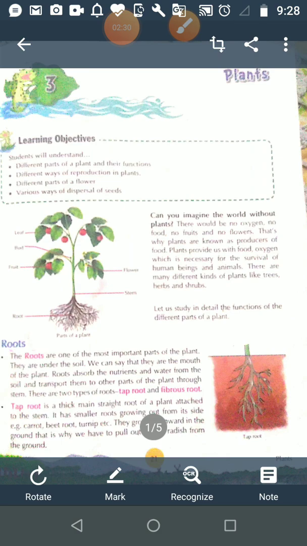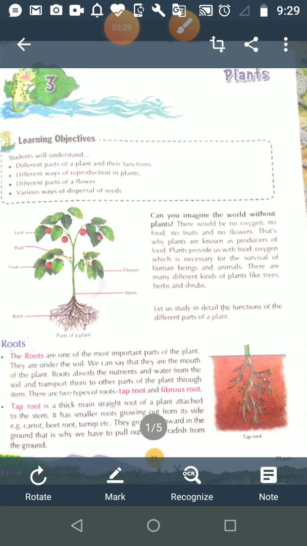Now student, in my today's video I will explain to you the root and how many types of roots. What are the functions of root? What is stem? And what are the functions of the stem?